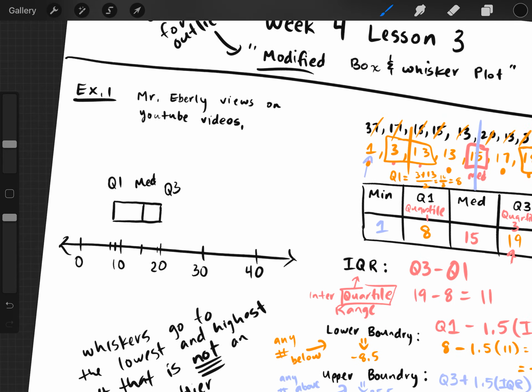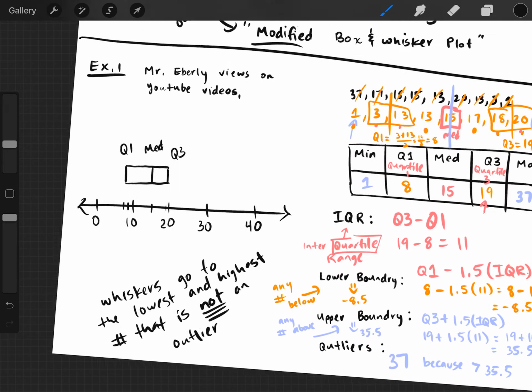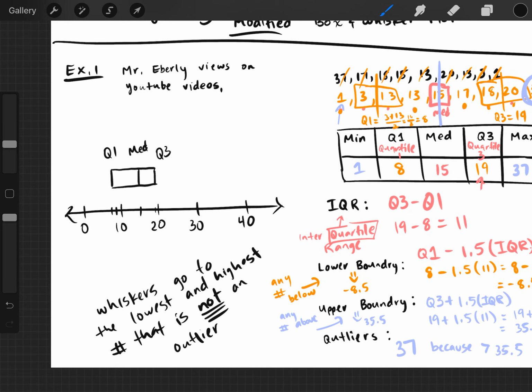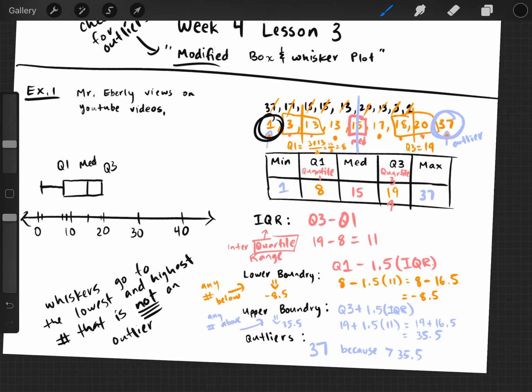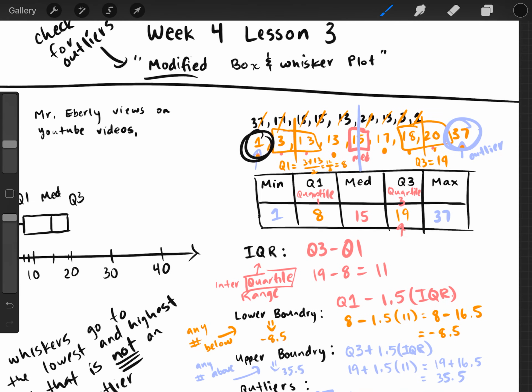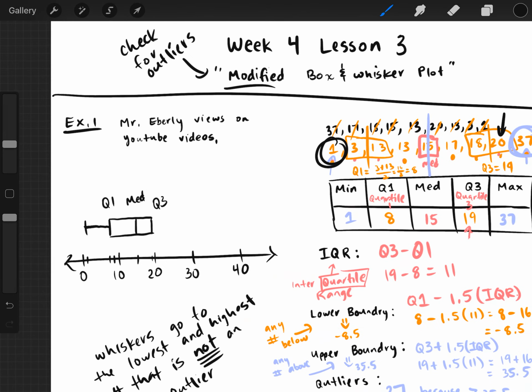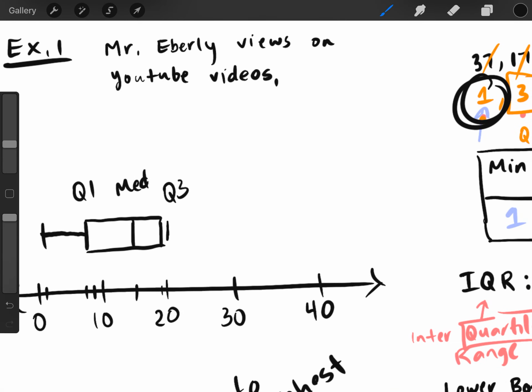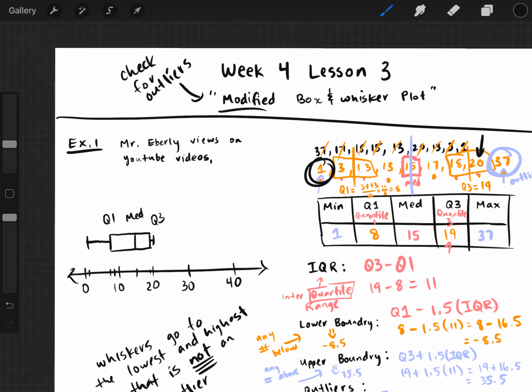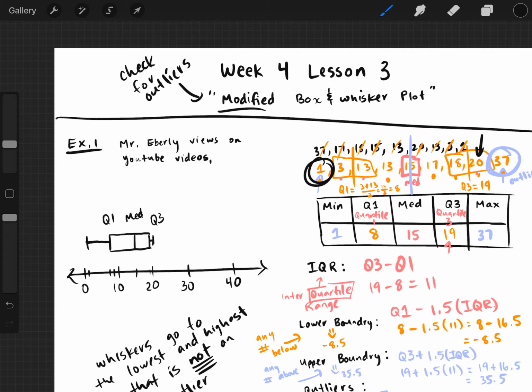It's where the whiskers go. The whiskers go to the lowest and highest number that is not an outlier. So for that left-hand whisker, we're going to go to the lowest number that's not an outlier. The lowest number in our set of data that's not an outlier is 1. So that's fine. That is going to stay the same.